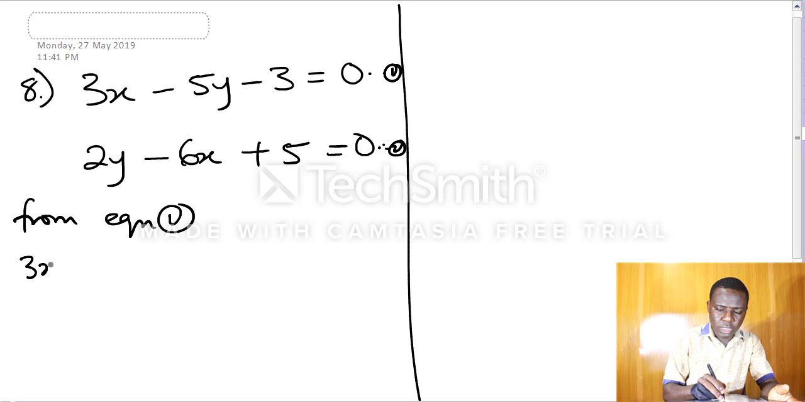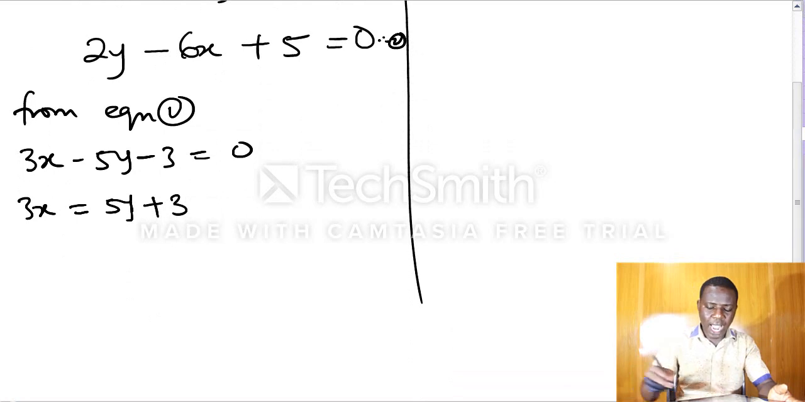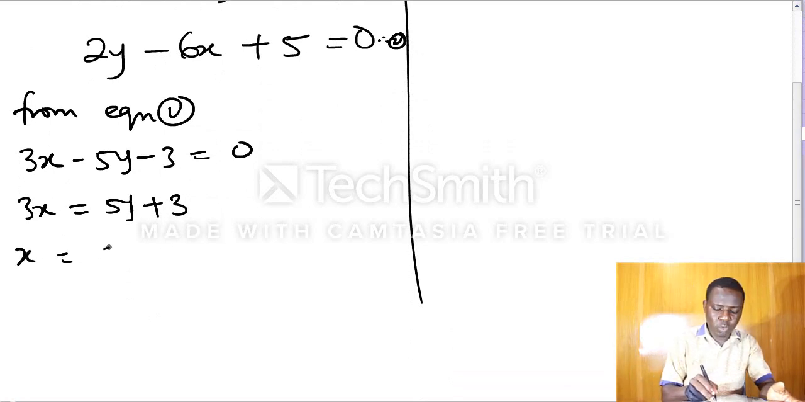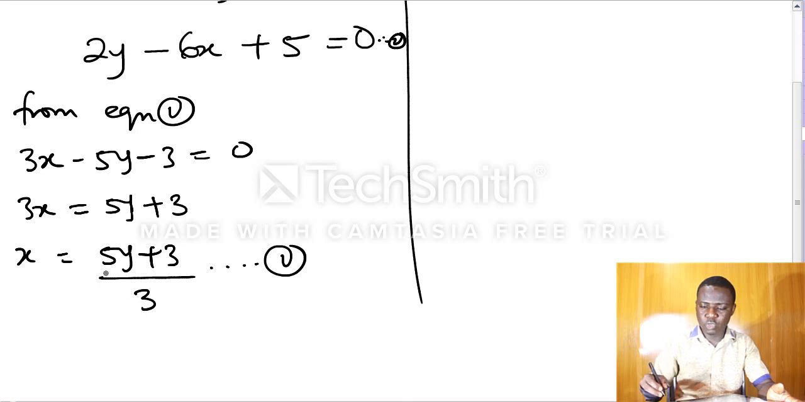This becomes 3x minus 5y minus 3 is equal to 0, so 3x is equal to 5y plus 3. When you add 5y plus 3 to both sides and divide both sides by 3, you have x equals (5y plus 3) divided by 3. Call this equation 3. I'll now substitute (5y plus 3) divided by 3 for x in equation 2.